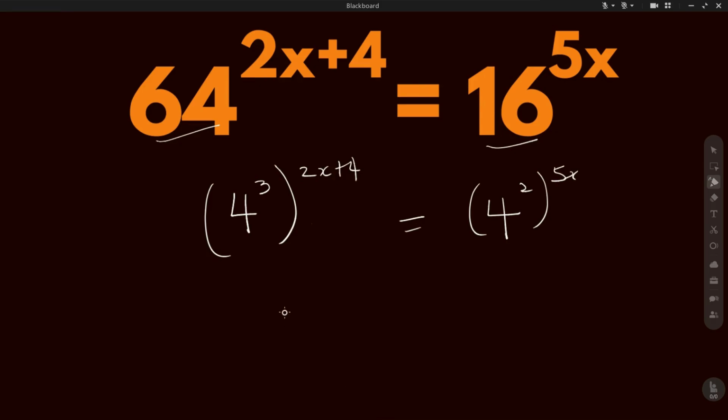Now, let's simplify the numerator, the power, so that we have 4 power 3 times 2x, which gives 6x, plus 3 times 4, which gives 12. And this will be equal to 4 power 10x.